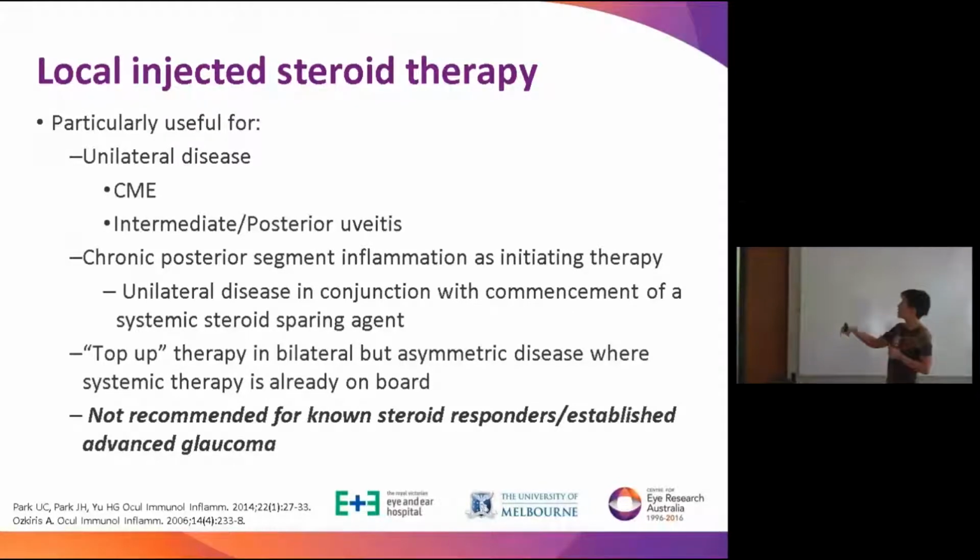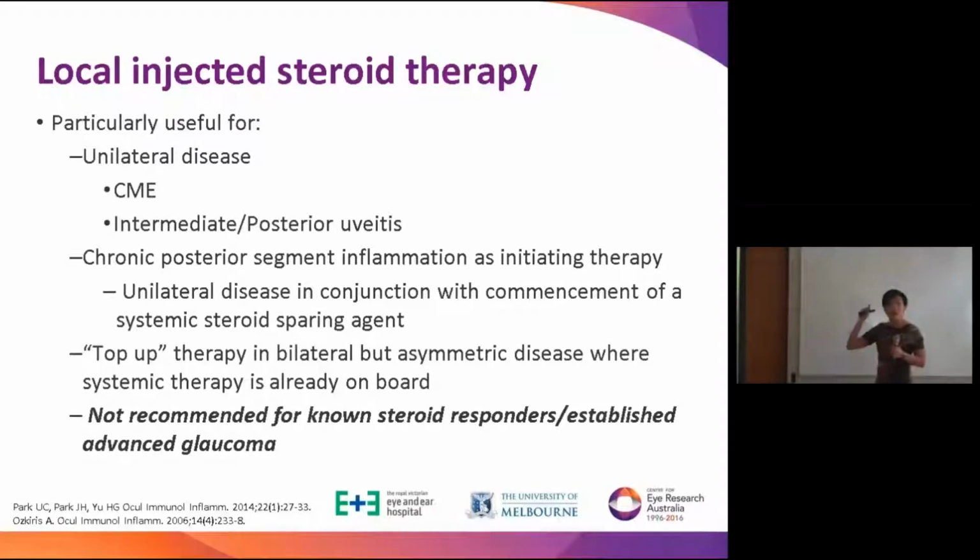And so local injected steroid therapy is particularly useful for unilateral disease, unilateral cystoid like this gentleman has, okay, and intermediate posterior uveitis, or chronic posterior segment inflammation, as initiating therapy whilst he's starting the systemic immunosuppression steroid-sparing agent, or as top-up therapy like this gentleman, where his inflammation is well controlled with a steroid-sparing agent long-term, and he's got recurrent cystoid, at which point I want to get rid of the cystoid and hope it settles in the longer term.